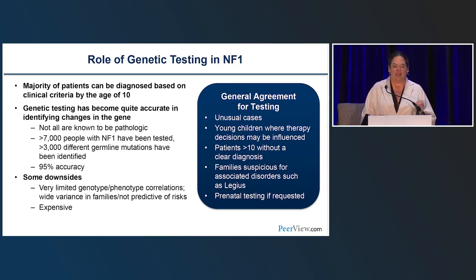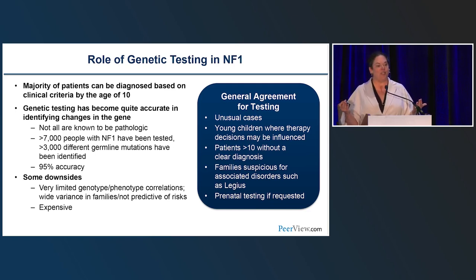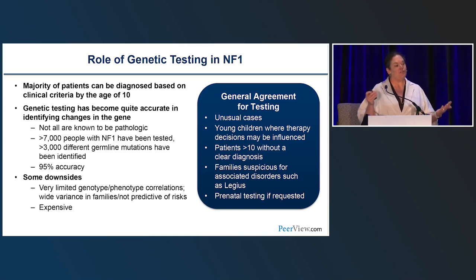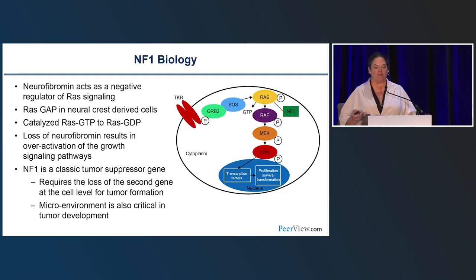The problem with it is just like we talked about, there are some known genotype-phenotype correlations in NF1, but not a ton. And so it's not really predictive by and large for families. And it can still be quite expensive. So I think the times where we really say it's helpful is somebody who's an unusual case, somebody who's young who may not meet that clinical criteria, but where you may need to do some therapy decisions. If you're more than 10 without a clear diagnosis, then it's quite helpful. And then there are some associated syndromes, and families you're suspicious of that may be quite helpful for families.